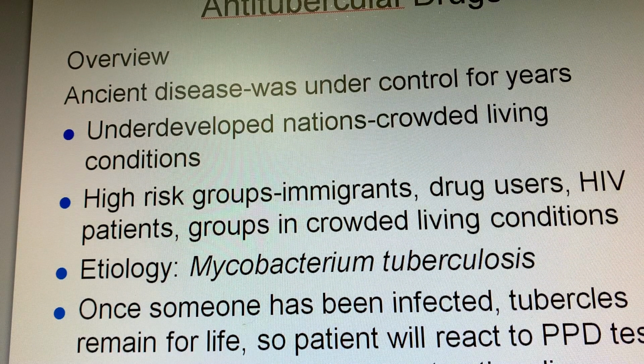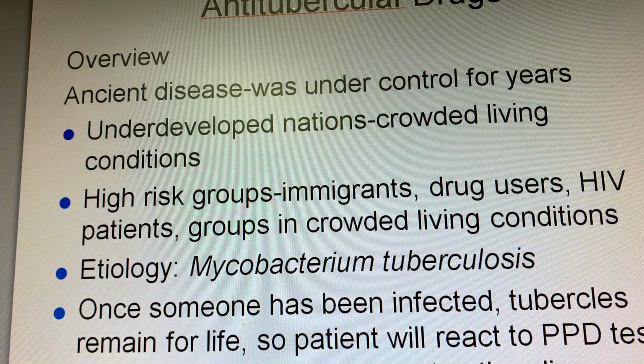But generally it's endemic in underdeveloped nations and with people who live in very crowded living conditions. The high-risk groups for TB nowadays are immigrants who come from one of these countries where TB is commonly found, drug users because they're in a debilitated condition. They often gather in very crowded circumstances, and some of them have been in and out of prison. HIV patients, of course, because their immune systems are compromised, and then any group living in crowded living conditions are going to find that it's easier to pick up TB.